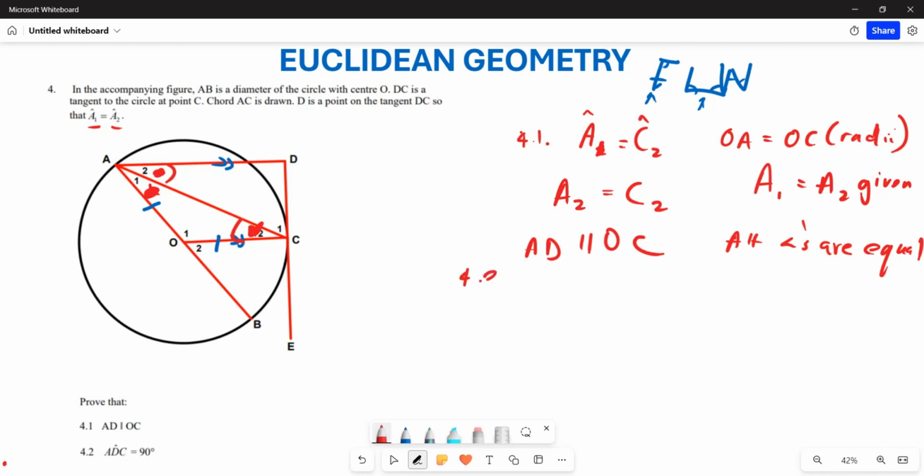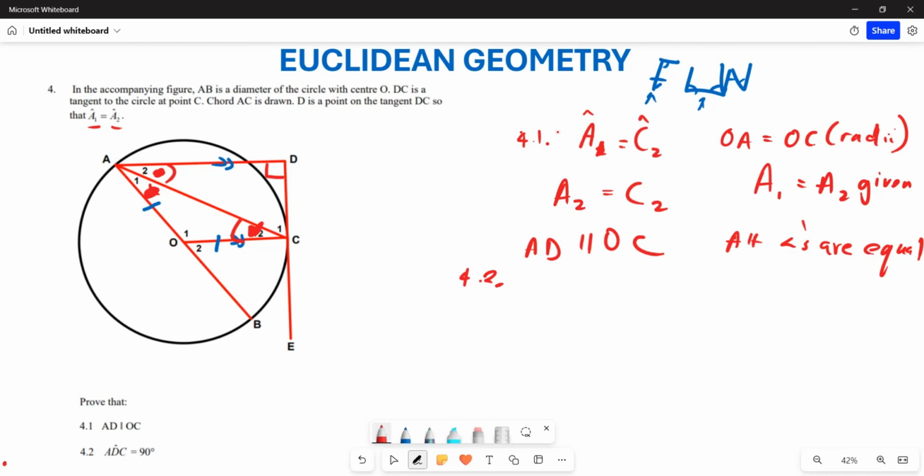Are we fine? Now let's look at 4.2. Now in 4.2, what can you do here? They want us to prove that our ADC is going to be equal to 90 degrees. So they want us to prove that this particular angle ADC is equal to 90 degrees. That's what they basically want us to prove. How can we go about proving that? Now, let's start here.